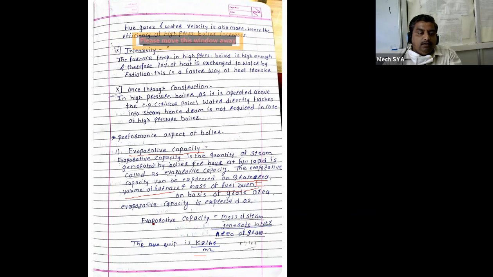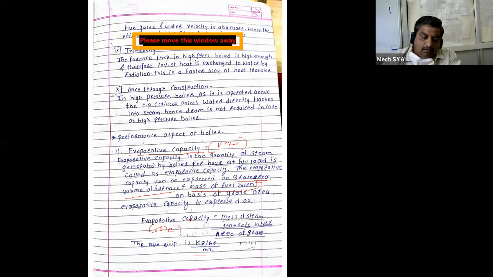Let us consider this evaporative capacity and denote it by the letter Me. This Me is equal to the ratio of mass of steam generated in kg per hour divided by area of grate, and the unit will be kg per hour per meter square.